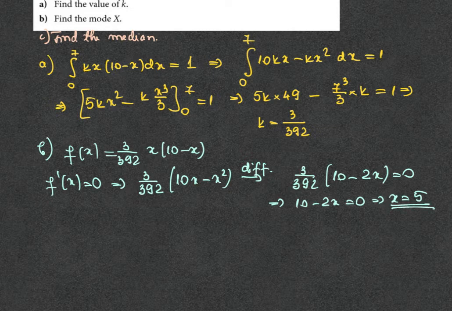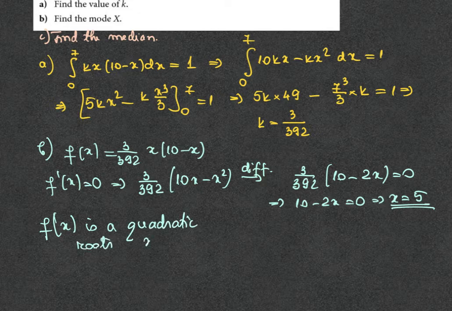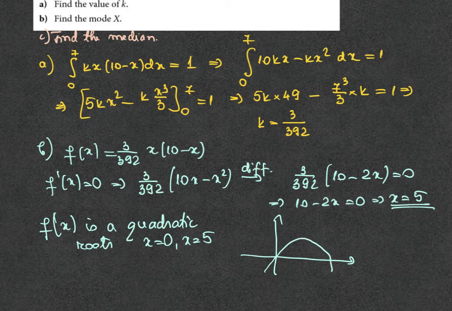I could have done it differently by observing that f of x is a quadratic function with the roots x equals 0, and x equals 10 is the second root. Therefore, the graph looks like this. Therefore, the maximum value is the vertex of the function, and that is at x equals 5.